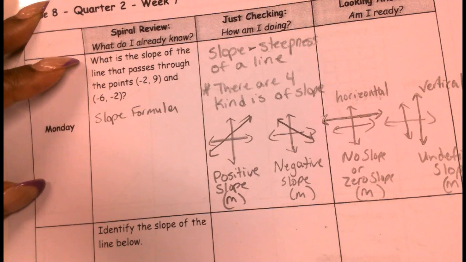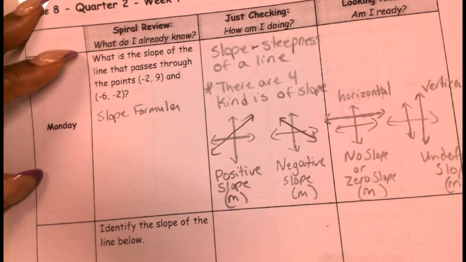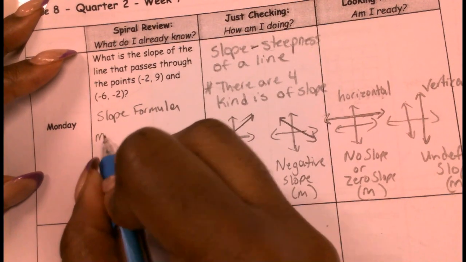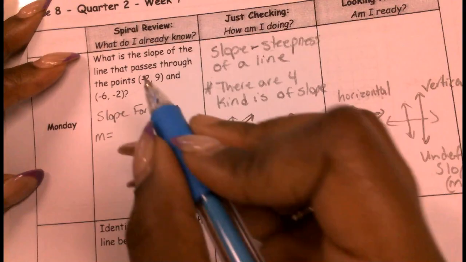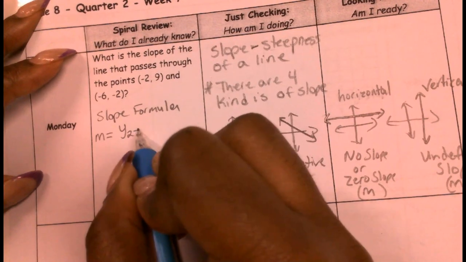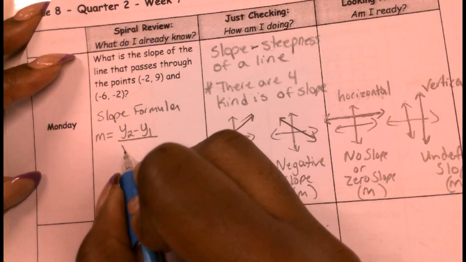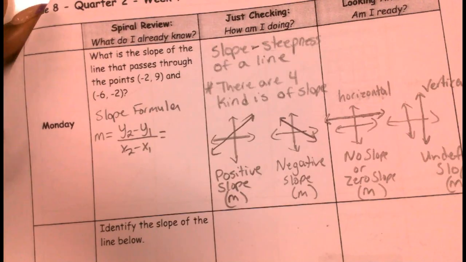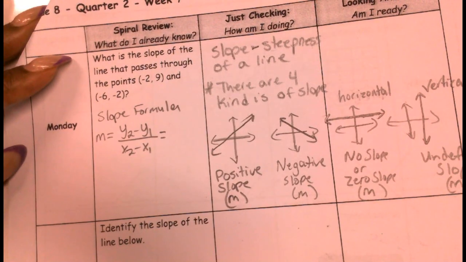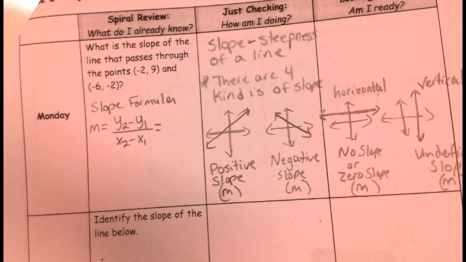Okay, write this down. The formula for slope, remember the letter that represents slope is M, is your y2 minus y1 on the top divided by x2 minus x1. Okay? We're going to use the formula to figure out what the slope is.